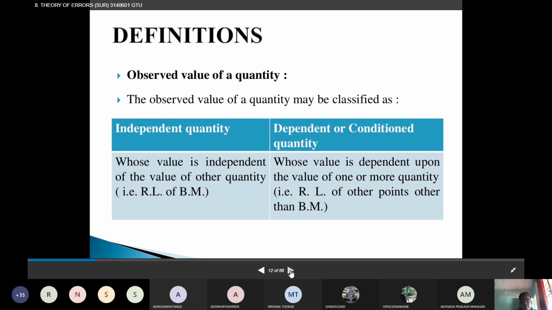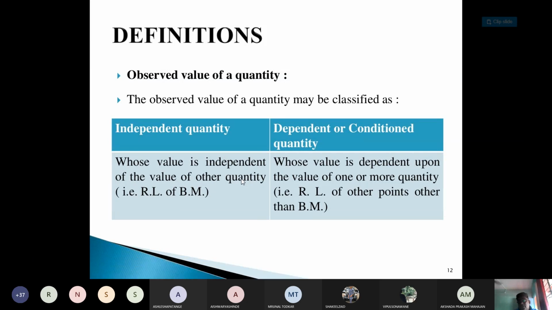See the examples. There are two categories of the observed value. The first one is the independent quantity and the second one is the dependent, also called the conditioned quantity. Then what about the independent quantity? An independent quantity is one whose value is independent of the value of the other quantities. This means the value is not dependent.